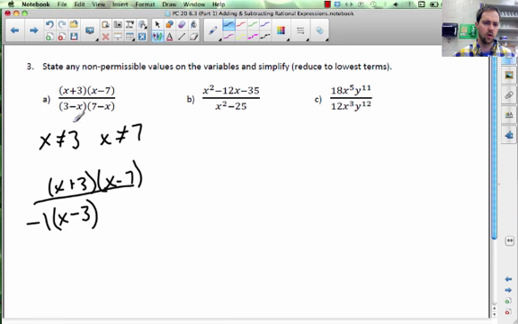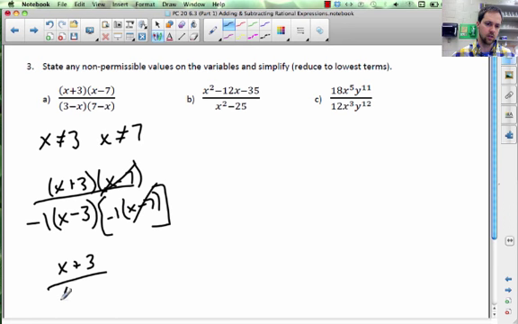Let's try it again with the next one though, and take out another -1, and this turns into x minus 7, and of course the x minus 7s can cancel off, and we have x plus 3 over, and however you want to write this, you can write it as x plus 3 over x minus 3, because these two -1s make a +1, and this stays as x minus 3. There, you're done.